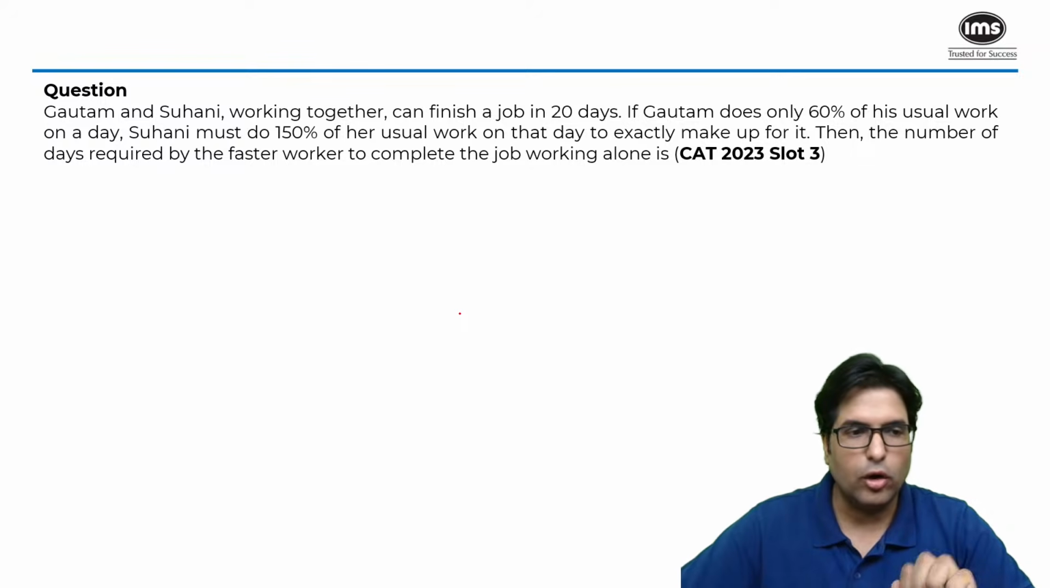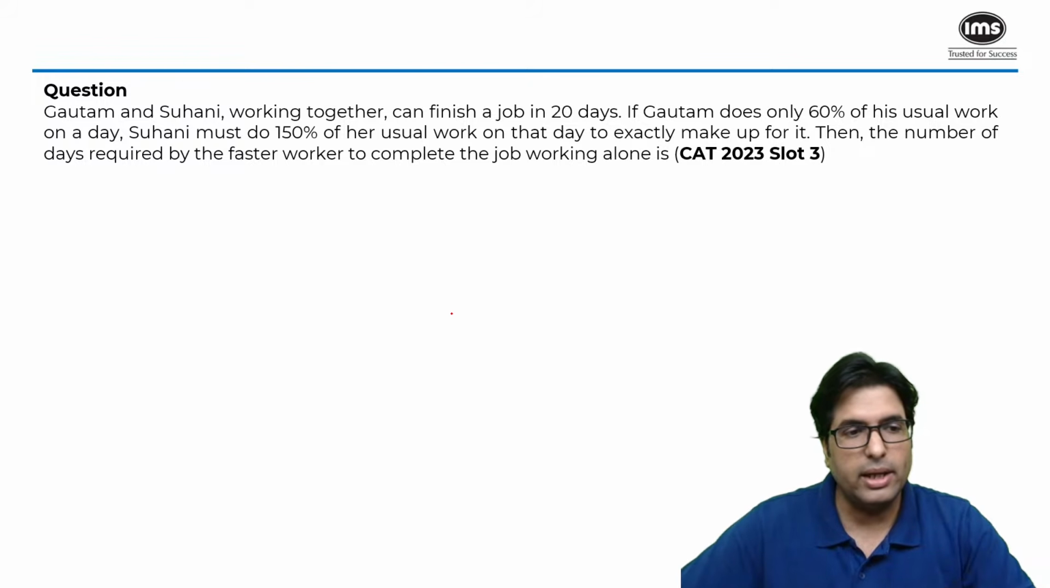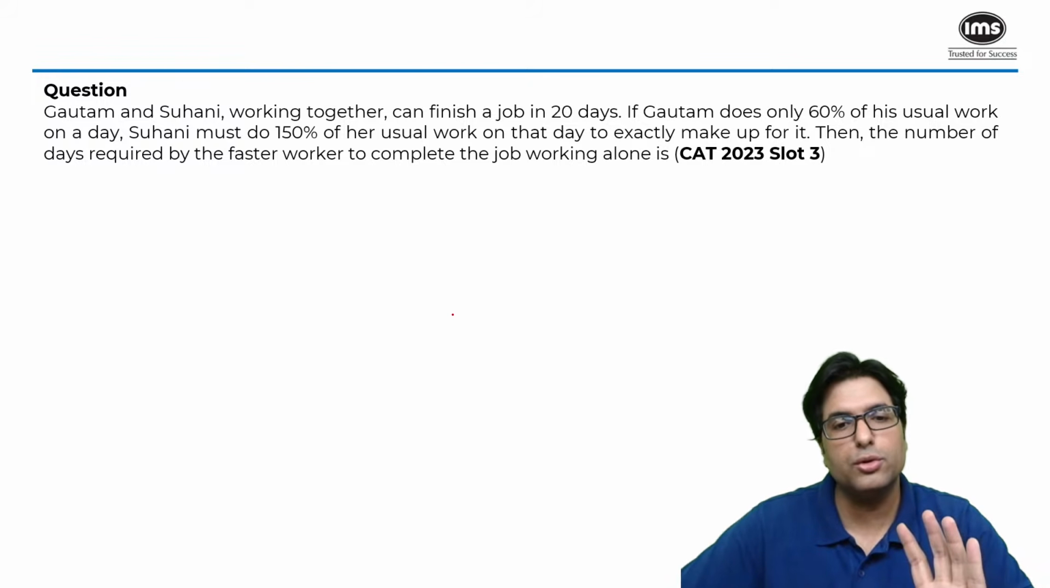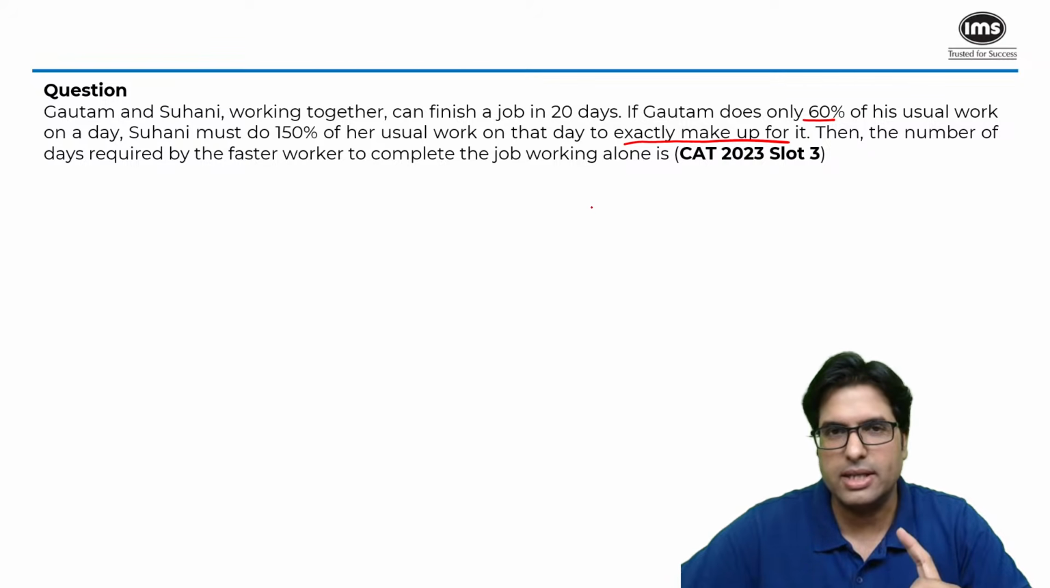Gautam and Swani working together can finish a job in 20 days. Straightforward. If Gautam does only 60% of his usual work, Swani then must do 150% of his usual work to exactly make up for it. If you can understand this line from the perspective of allegation, in one of the live sessions we dealt with allegations. You can understand allegations here.